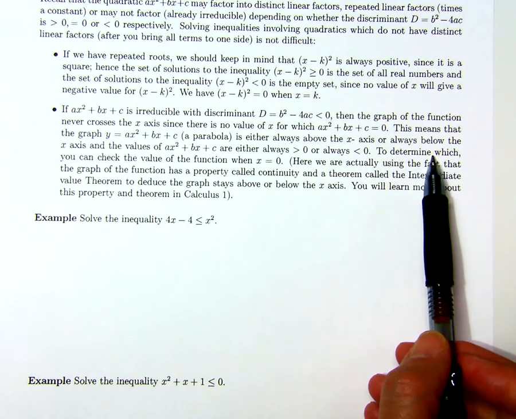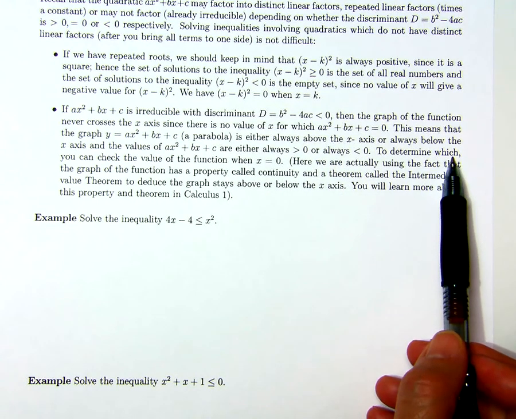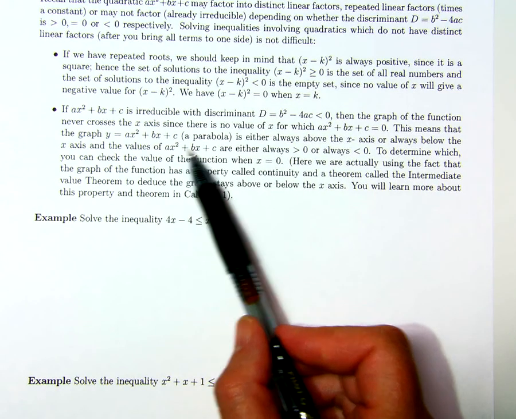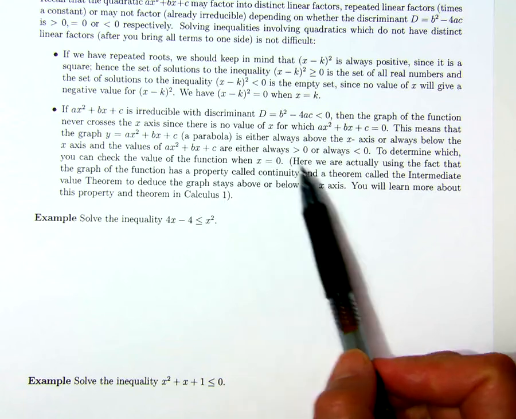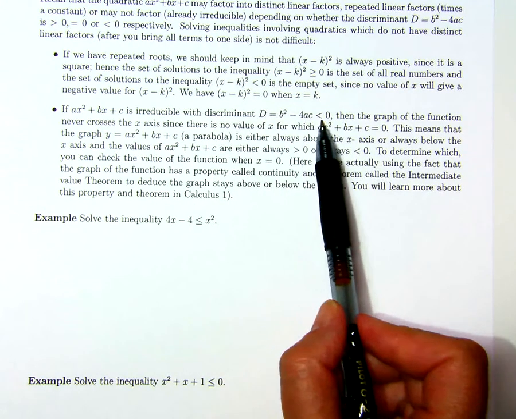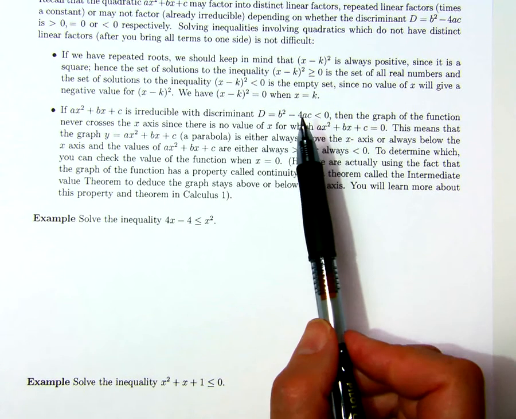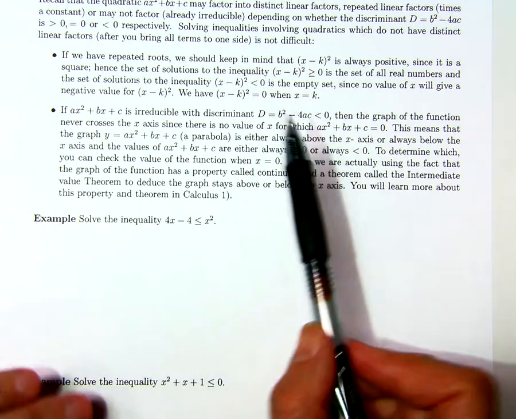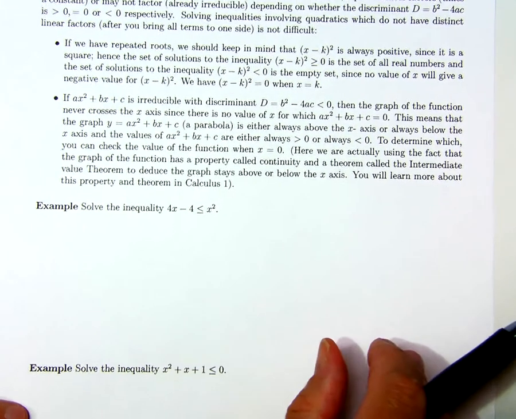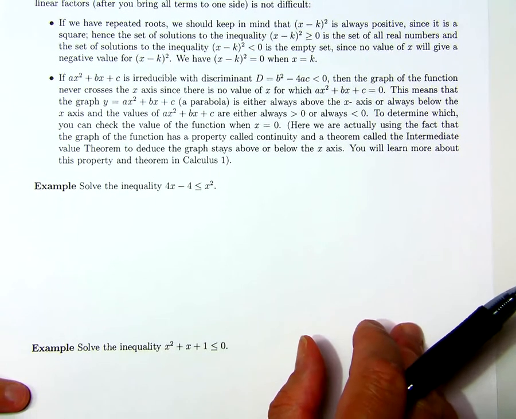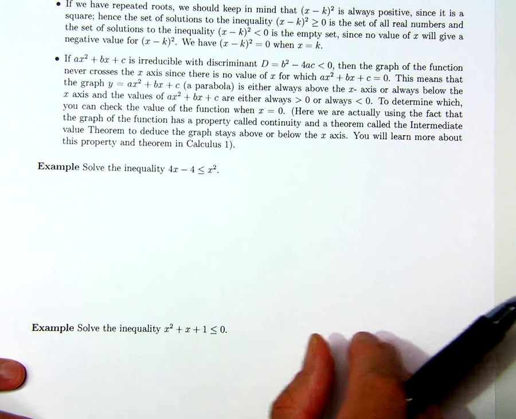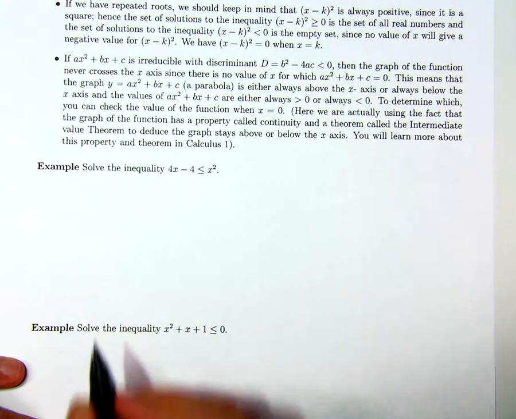So it's either always positive or always negative. And to figure out which one is the case, we just plug in x equals 0, and that tells us whether the thing is positive or negative. So this only applies to the case where the discriminant is less than 0, and the graph never crosses the x-axis, and we have no real roots. Let's do two examples. You might want to try these before you look at the solutions. I'm going to work through the first one.